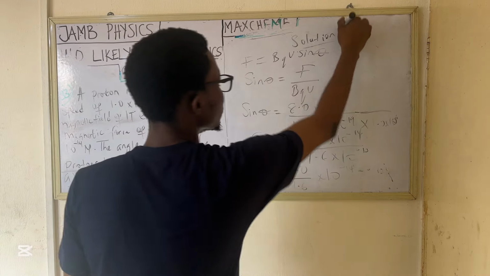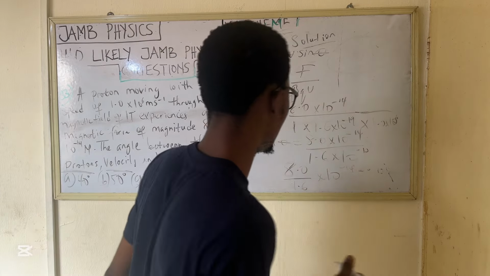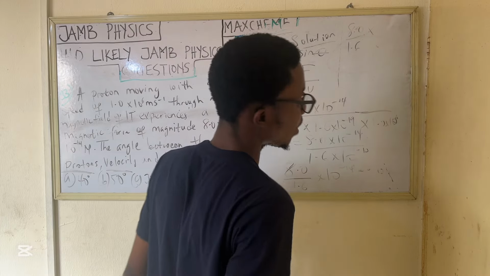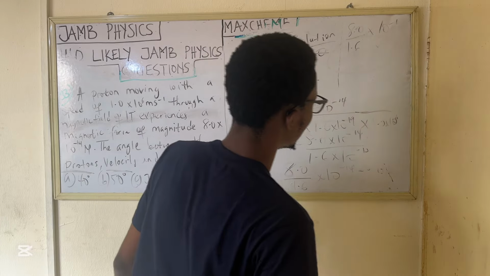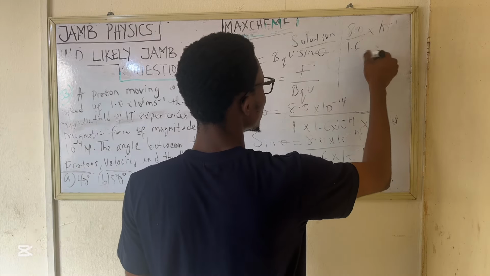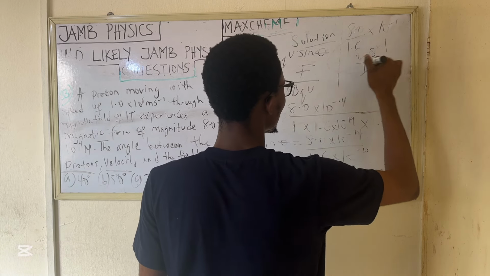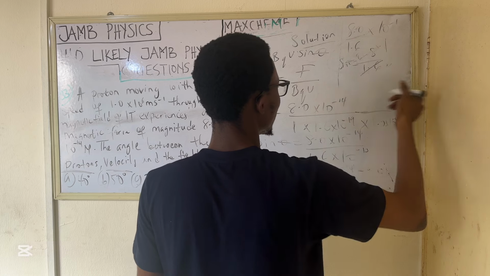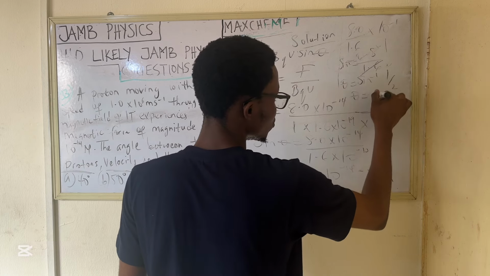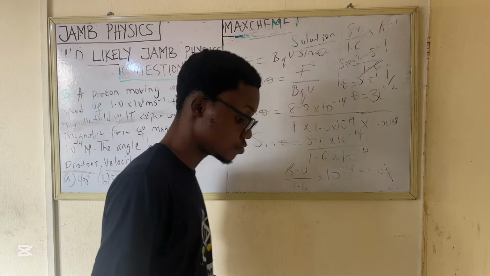So we have 8.0 over 1.6 times 10 raised to power minus 1. 10 raised to power minus 1 is 0.1, right? So we have 8 times 0.1 is equal to 0.8 over 1.6. So sine theta is equal to 1 over 2. Then theta is equal to sine inverse of 1 over 2, and sine inverse of 1 over 2 is 30 degrees. So you have to know your special angles.